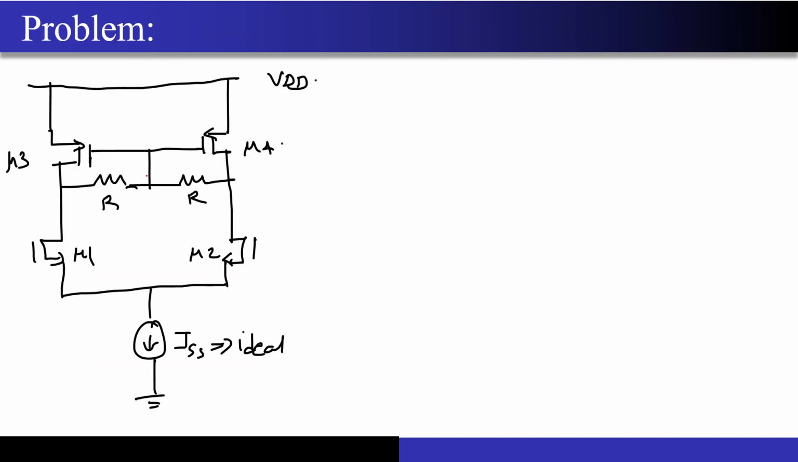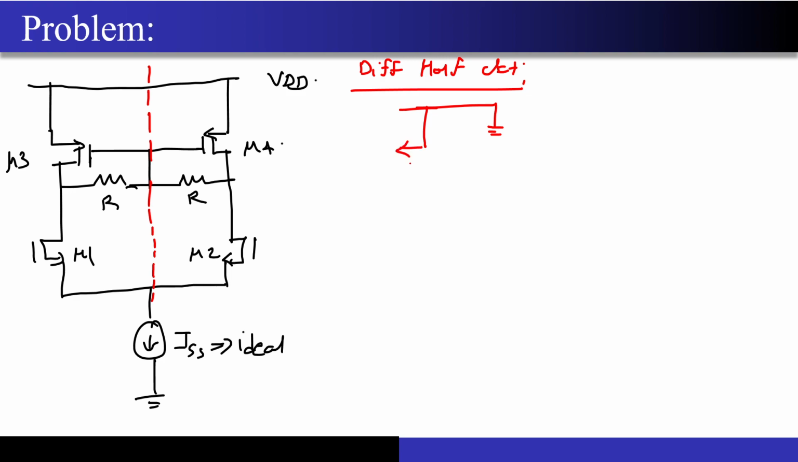Now let me move on to this particular case. I will be giving you this as homework. I won't be solving this completely. Again, if you look, this is a line of symmetry, correct? Now if I try to draw the differential half circuit, again I had a supply on the top, correct? Then what do I have? I have transistor M3, correct? I have transistor M3.